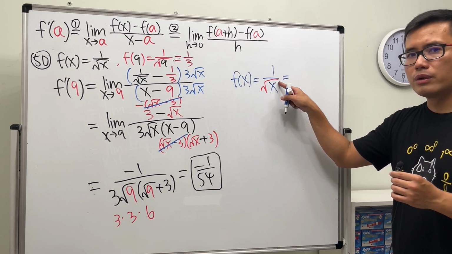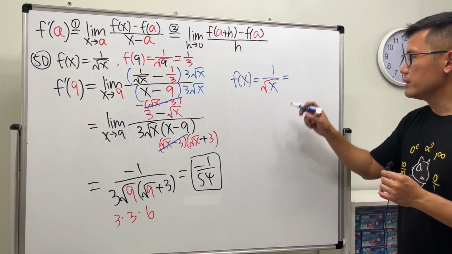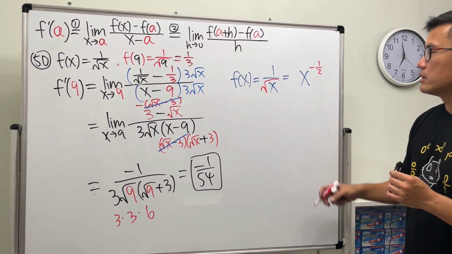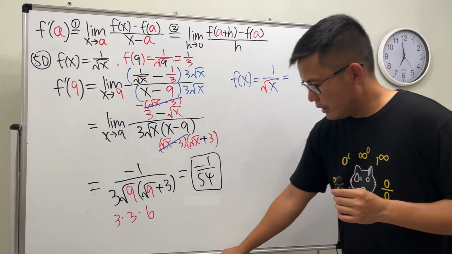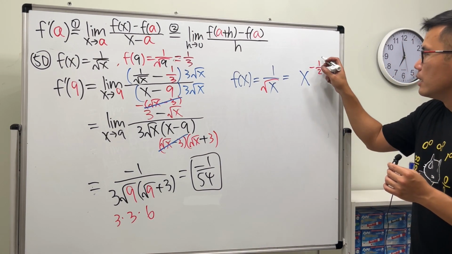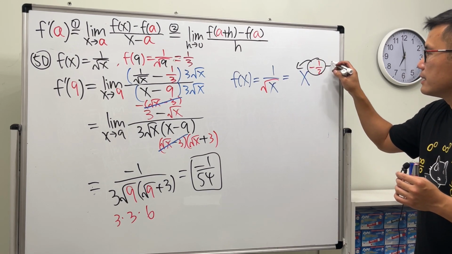So this right here is the same as saying x to the 1/2 power. But we can bring that up. So this right here is actually just x to the negative 1/2 power. Okay? And the reason that we want to do this is because we can use the power rule. Check this out. Put the power to the front and then minus 1.